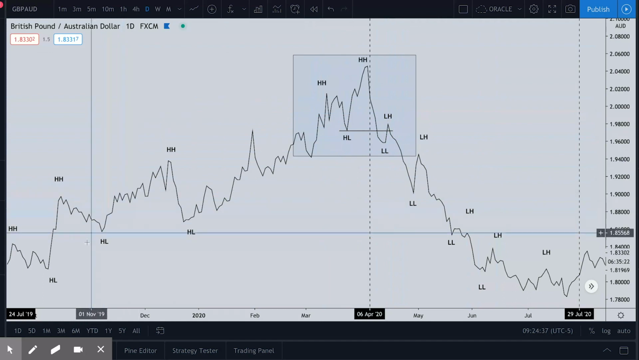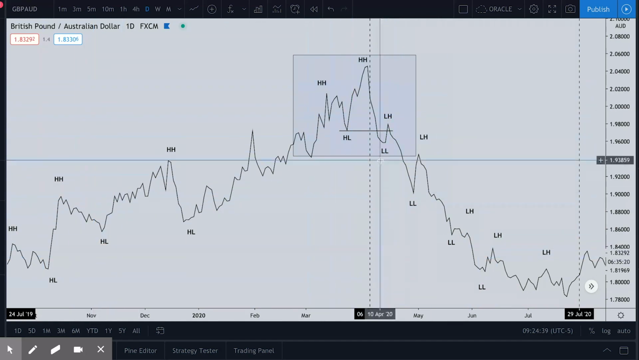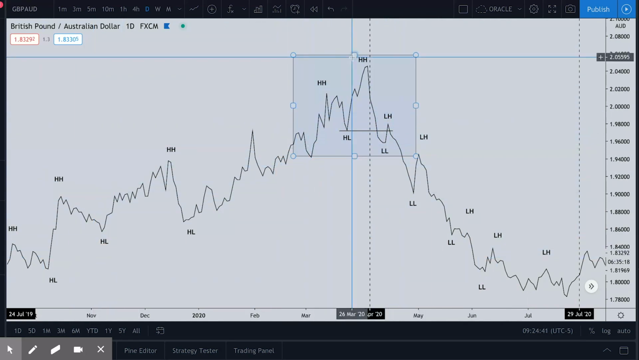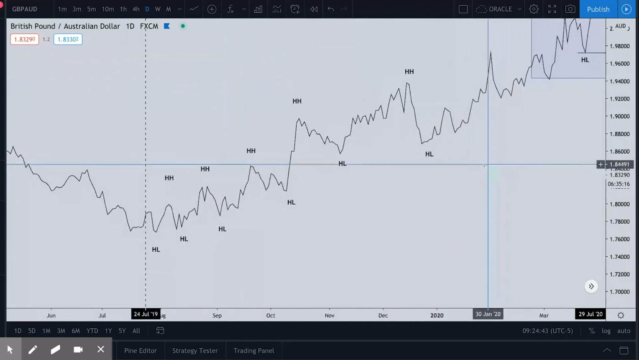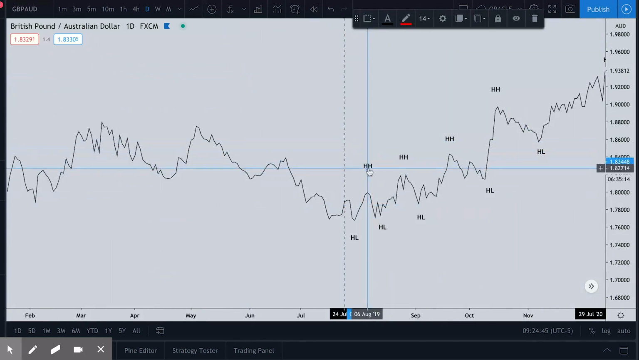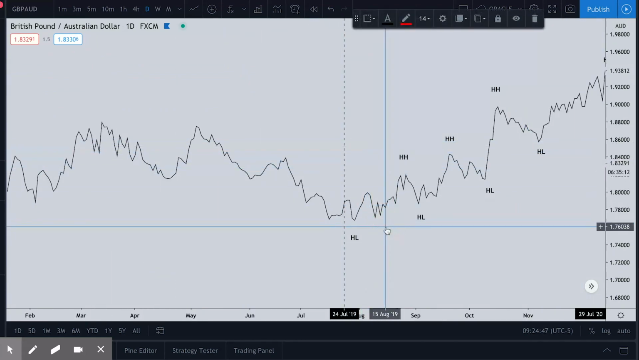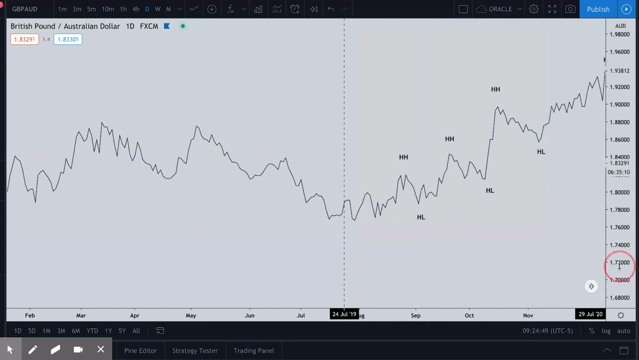So that's the overall market structure. I've showed you uptrends, I've showed you downtrends, and I've showed you the area where an uptrend switches into a downtrend. So the final thing then to talk about is going to be when the market switches from a downtrend into an uptrend.